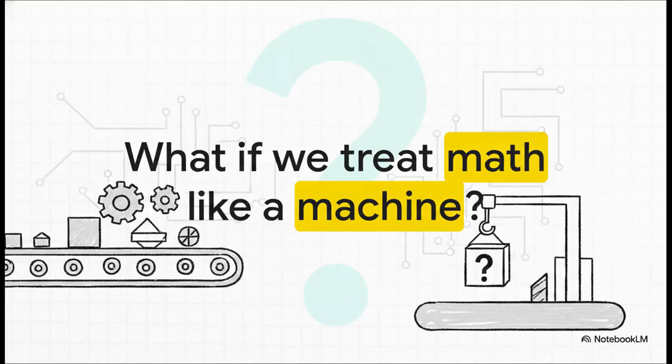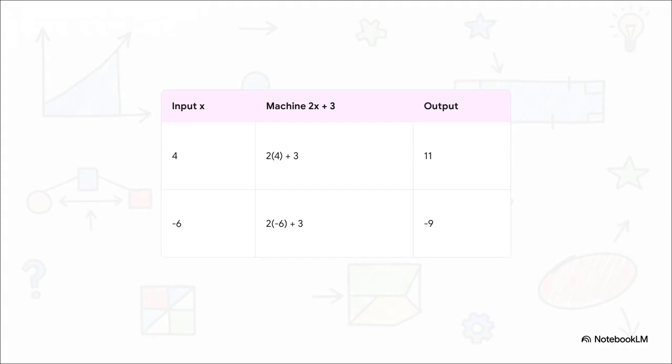So, I want you to imagine this for a second. Seriously, what if every formula is basically just a machine on an assembly line, just sitting there waiting for raw materials? Imagine we have this polynomial machine called 2x plus 3.